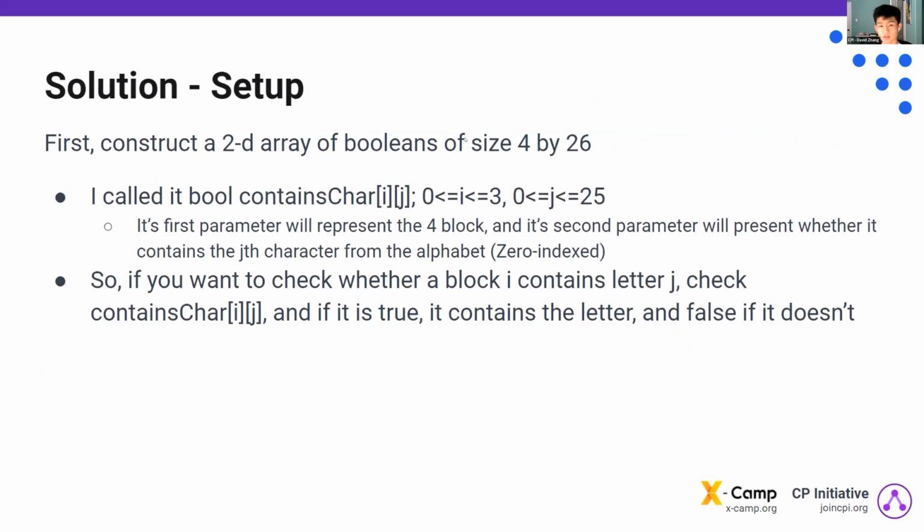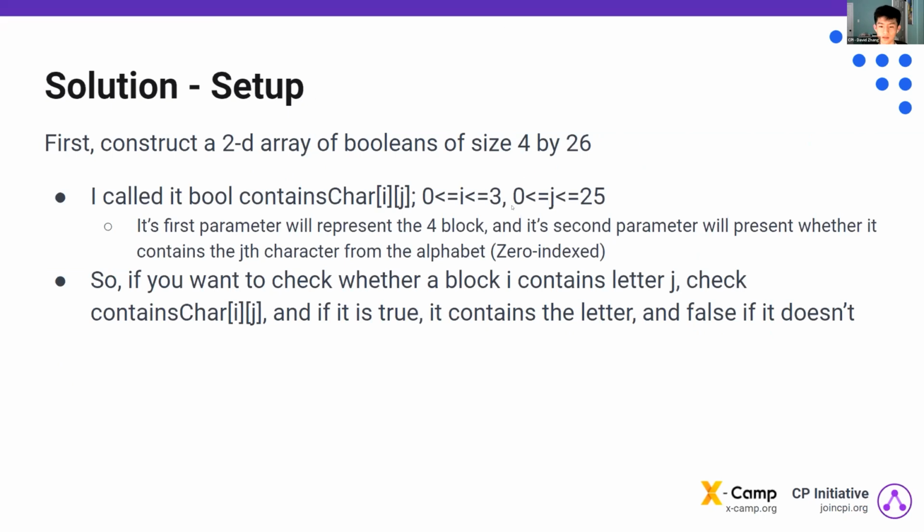So the idea here is, this is kind of the setup, right? We'll construct a 2D array of Booleans of size 4 by 26. I called it contains char. If you're using Java, you have to type in boolean fully. There are 2 parameters, i, which goes from 0 to 3, and j, which goes from 0 to 25. The first parameter represents one of the 4 blocks. So you're only given 4 blocks, and you check at the ith block. And then the 0 through 25 represent all 26 letters of the alphabet, saying at this block, does it contain this letter? That's the basic idea of it.